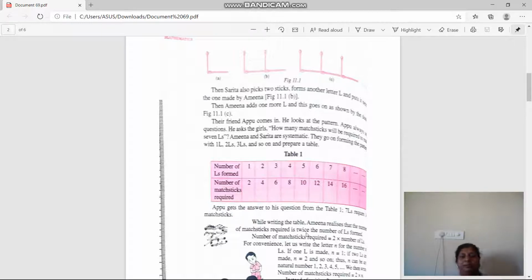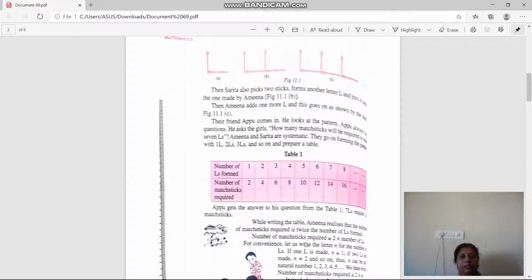While writing the table, Amina realized that the number of matchsticks required is twice the number of L forms. See, if you also observe this pattern, then you can find that if L form is 4, then the number of sticks required is 8. So 8 is double of 4, na? If L form is 8, the number of matchsticks required is 16. That is double of it, na?